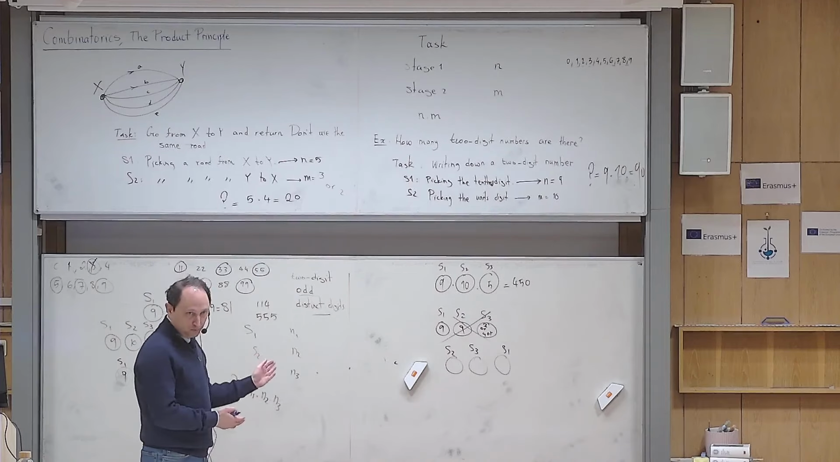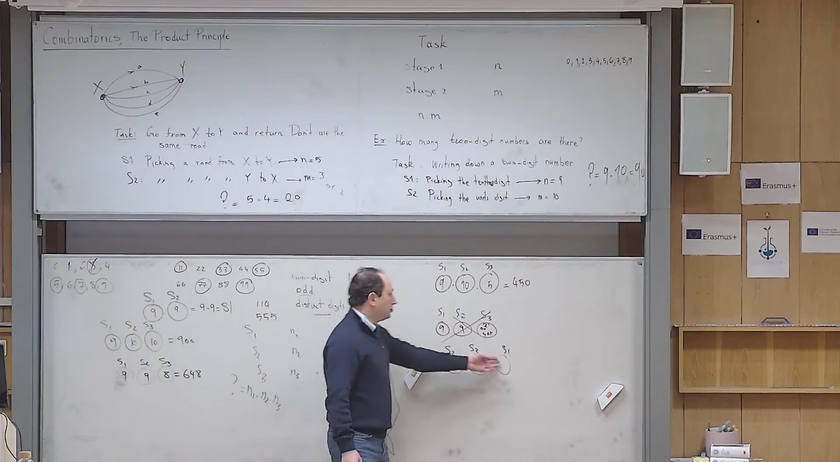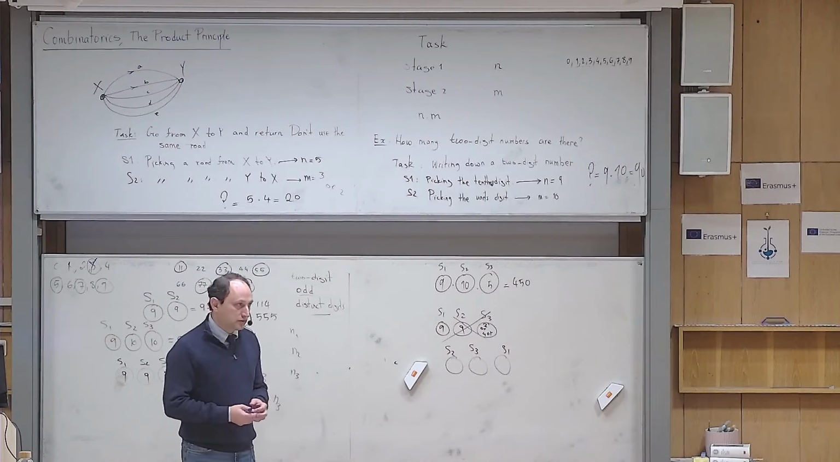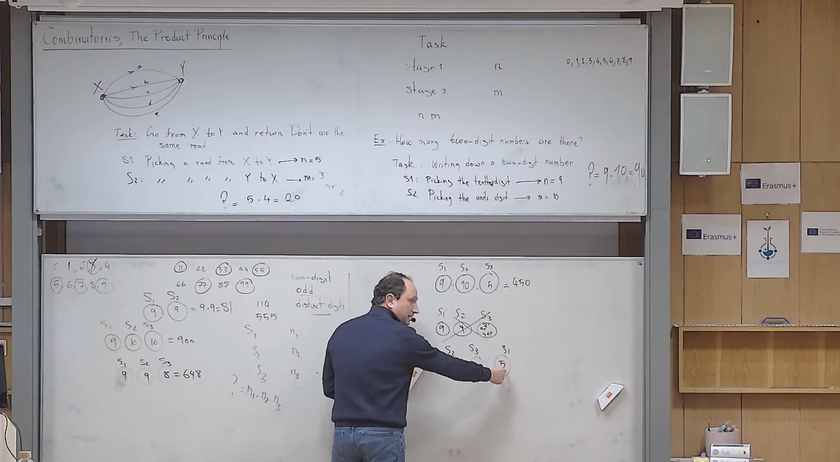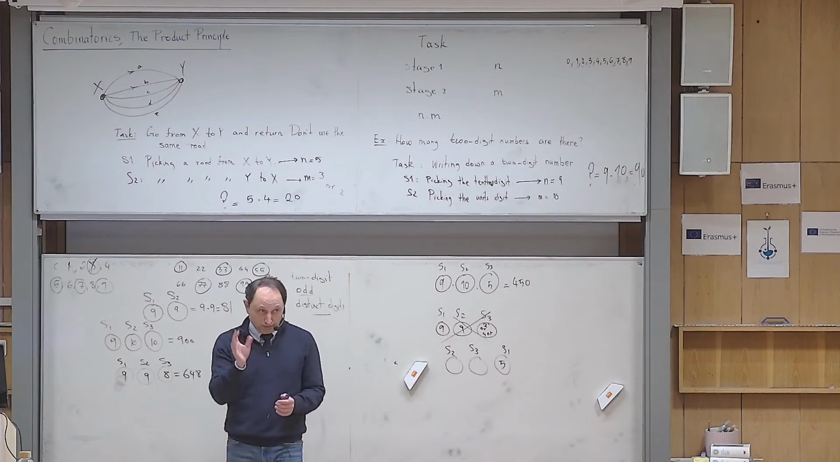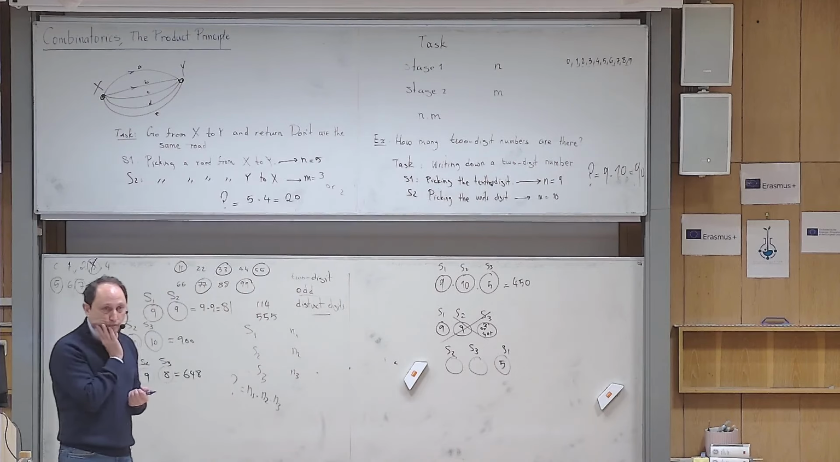I'm not saying it will work, but it might work. Yes? Okay, S1. How many options do you have for S1? 5. Odd numbers. So I put 5 here. Whatever I put here is not available for here because I want to have distinct digits. So how many options are available for S2?